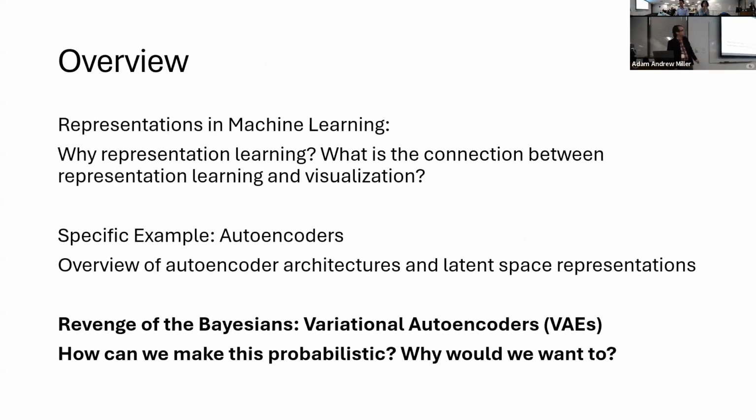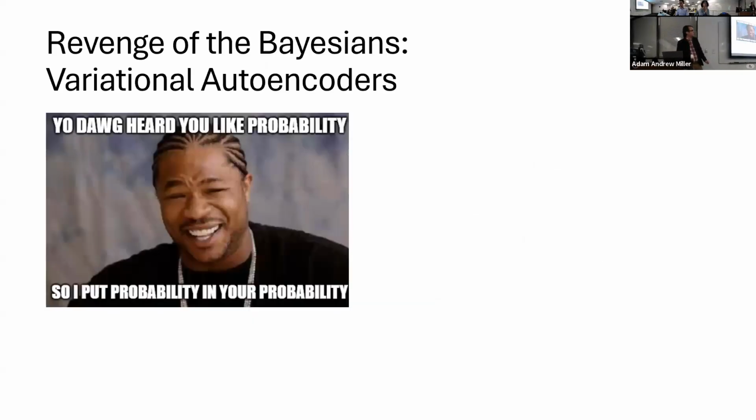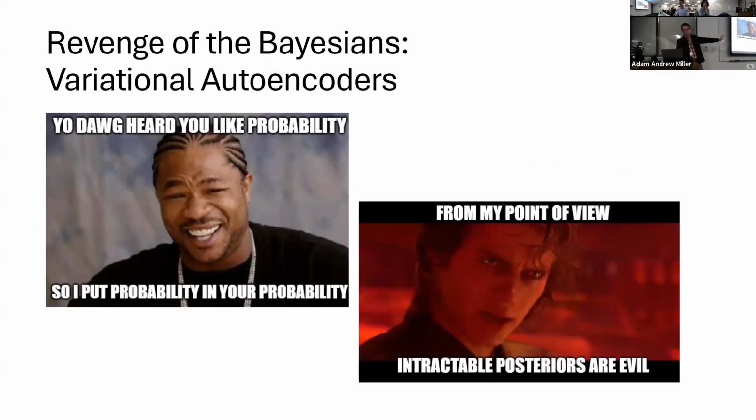Okay. So let's talk about variational autoencoders. The idea here is that we like probability, so we're going to make everything probabilistic. And the other thing, which I'm going to talk less about this session but in a future session, is that one of the problems we're going to run into is that our posteriors are potentially intractable. So we're not going to know how to sample from them. And this is bad. So we're going to use some approximations to solve this problem.